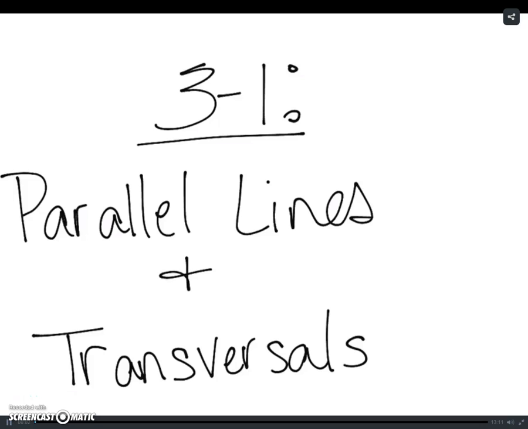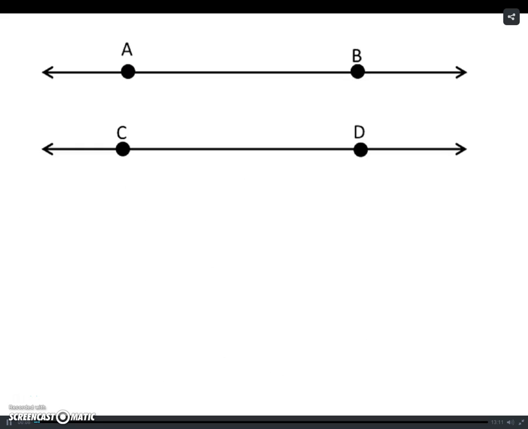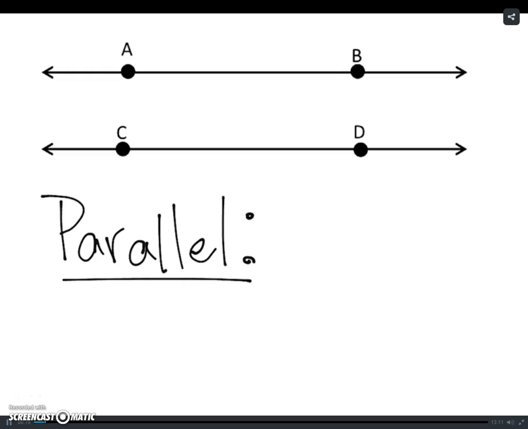Today we're going to be talking about parallel lines and transversals. So first, let's talk about what a parallel line is. These two lines here are parallel lines, and we know that because parallel lines are coplanar. They lie in the same plane, and they don't ever touch.